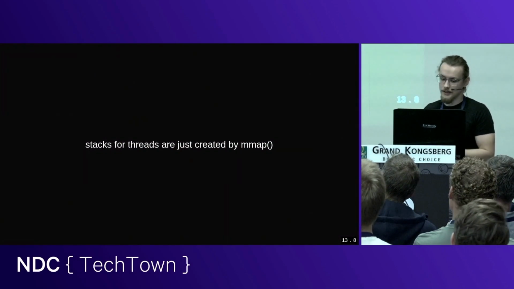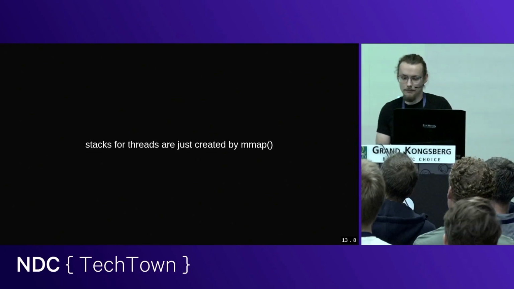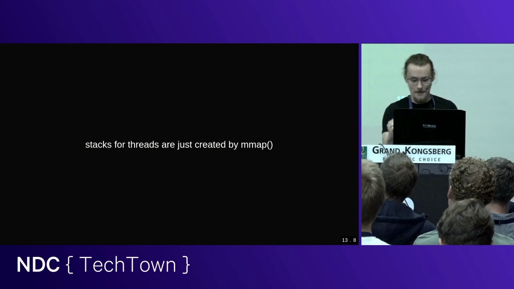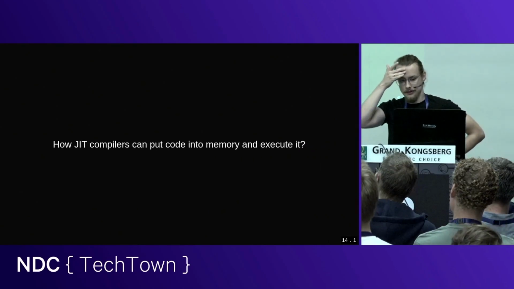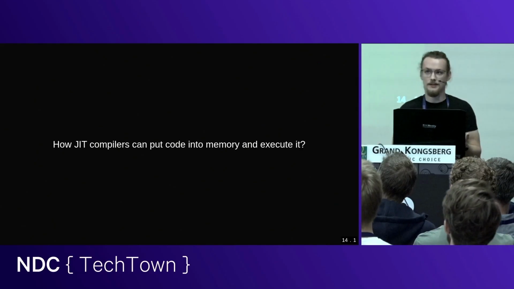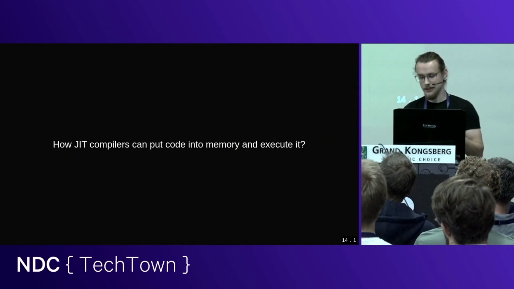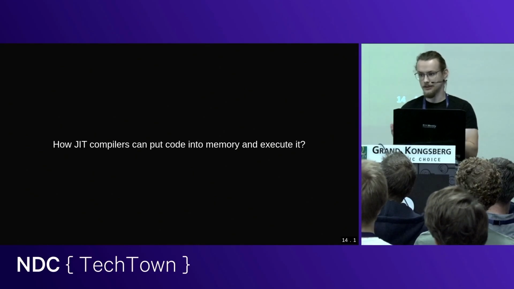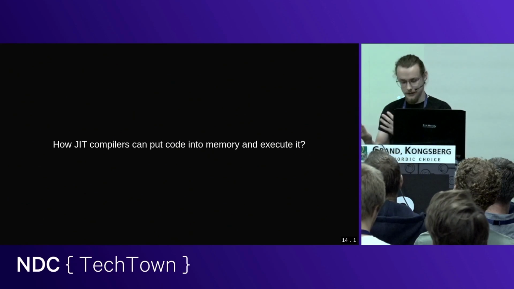So the takeaway: the stacks for a thread are just created by mmap. There's no extra stack segment. The mmap is used pretty much for everything. Okay, and the last but not least, how the just-in-time compilers can put the code into memory and execute it. Like when we think about Java, JavaScript, every dynamic language is interpreted, but it also has a just-in-time compiler. So it compiles it into the machine code, puts it somewhere in the memory and executes it.